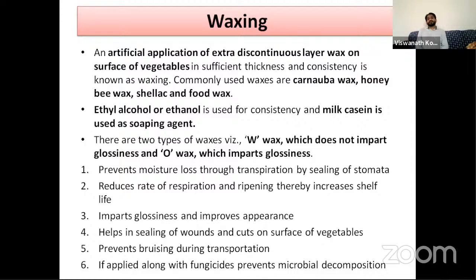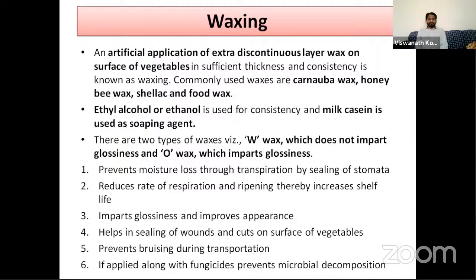Waxing. Waxing is another important post-harvest operation to prevent transpiration. The fruits and vegetables tend to lose moisture after the harvesting. If they lose moisture, they become withered. They lose their appearance, so that they lose their market value. So to prevent the loss of moisture through transpiration, waxing is generally followed. There are different types of waxes: carnauba wax, honeybee wax, shellac, and food wax. The water wax does not impart glossiness, but the oil wax imparts glossiness.